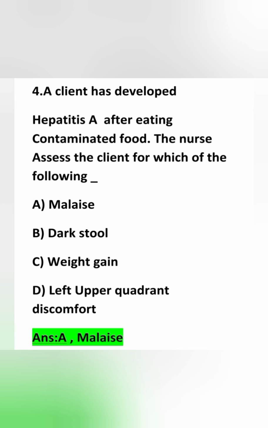In a hepatitis patient, the stool will be light or clay colored. Why? Bilirubin is unable to flow out of the liver because of the inflammation or obstruction of the bile duct, so the stool color changes to light or clay colored. The option saying dark color is wrong. Our correct answer is option A, malaise.